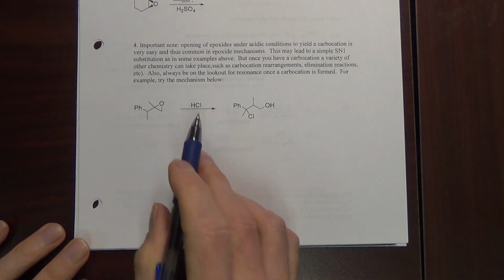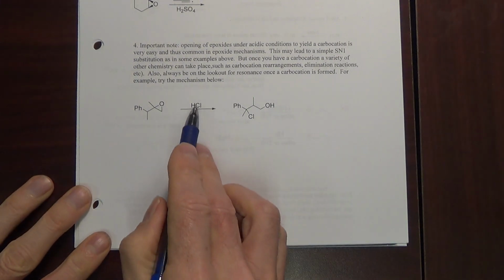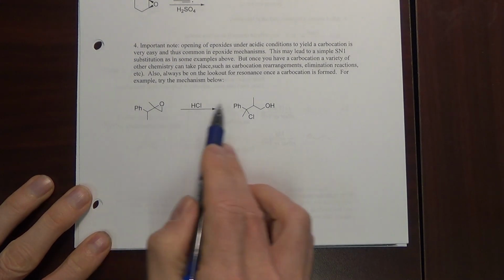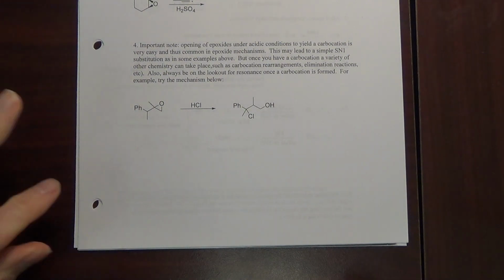Under acidic conditions, there's several statements we'll make in Organic 2. I haven't said this one yet. Typically, when you're under acidic conditions, the first thing you're going to do in a mechanism is protonate something. All right? Just a little advice, something to keep in mind.